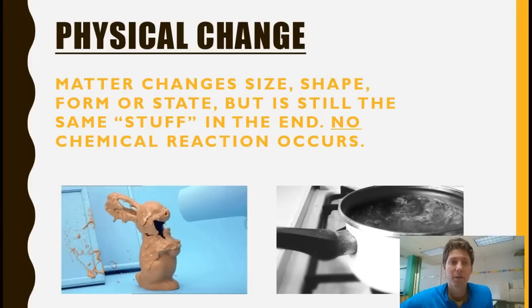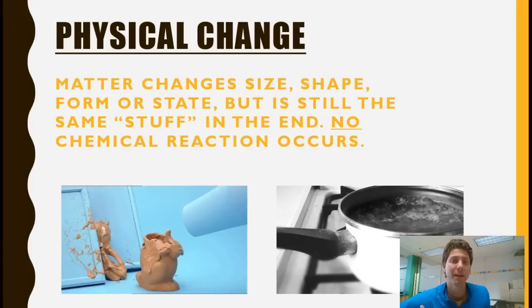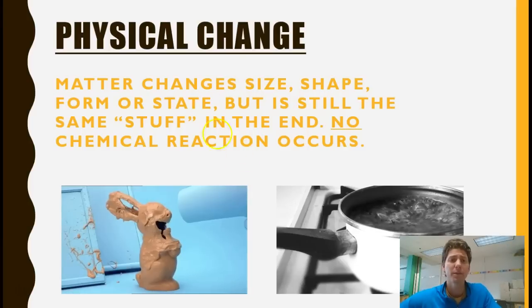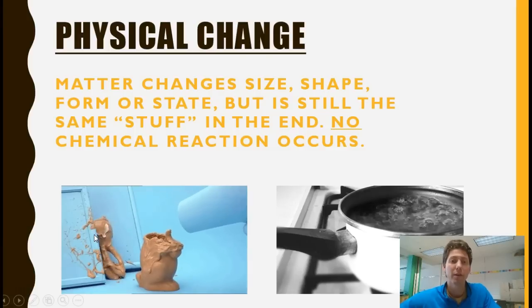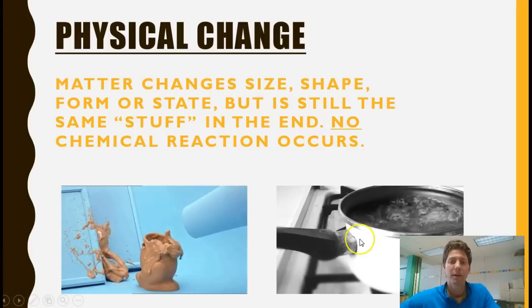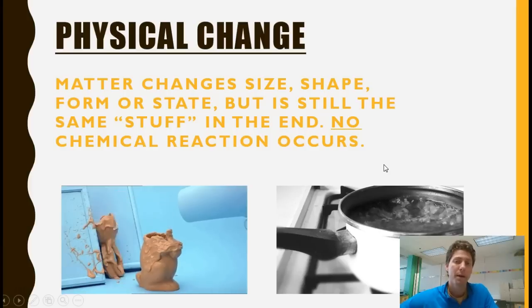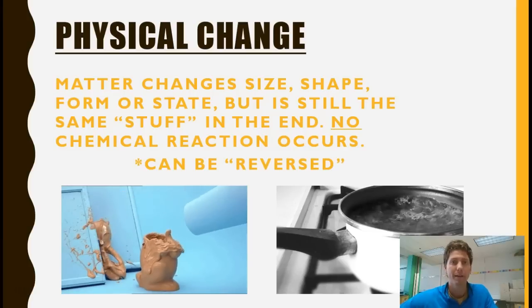Right now we're looking at physical changes. Here's what a physical change is. It's when matter changes size, shape, form, or state, but it's still the same stuff in the end. In other words, we're not changing what it is. So no chemical reaction occurs. A couple examples you see here on the screen. Melting the chocolate bunny. It's a solid state at the beginning. It's a liquid at the end, but it's still chocolate. And the example you see here on the right of boiling water. It's water as a liquid to start off with, and we boil it, it turns to steam. That's actually still water. There is no chemical reaction occurring, and again, chemical reactions we'll look at later.